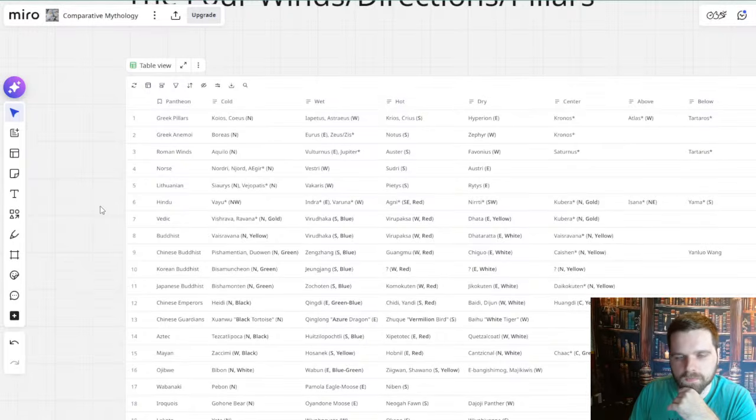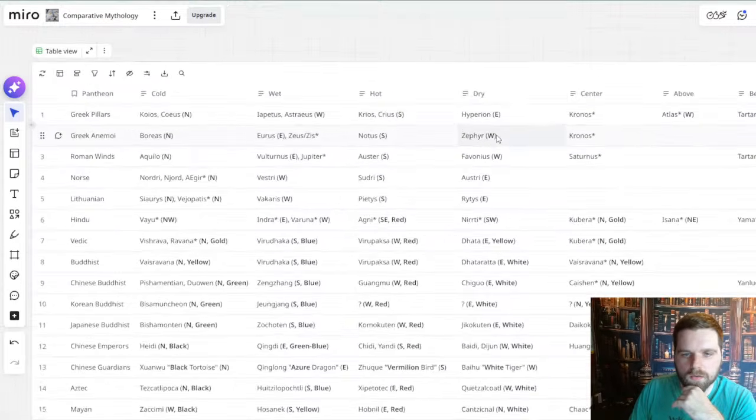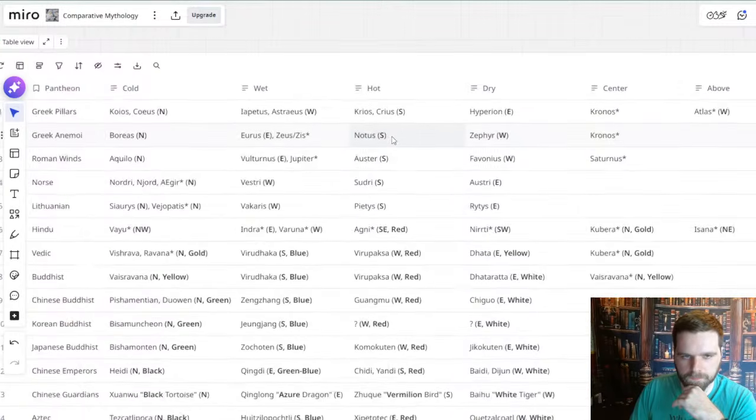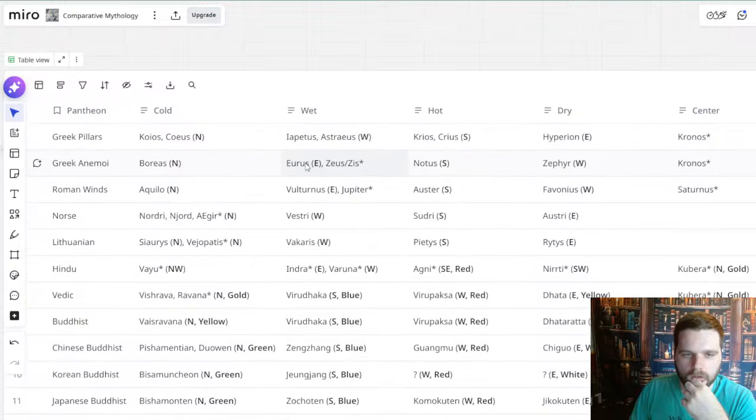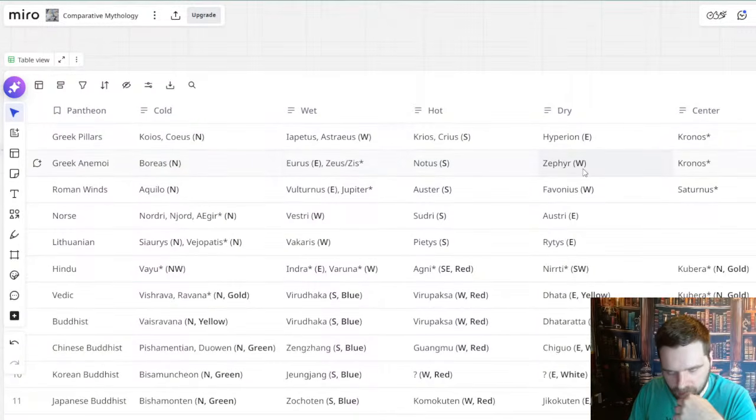So although Zephyr and Eurus are west and east, Zephyr represents the dry spring-summer wind from the west in the Mediterranean, and Eurus represents the storm clouds and stuff.